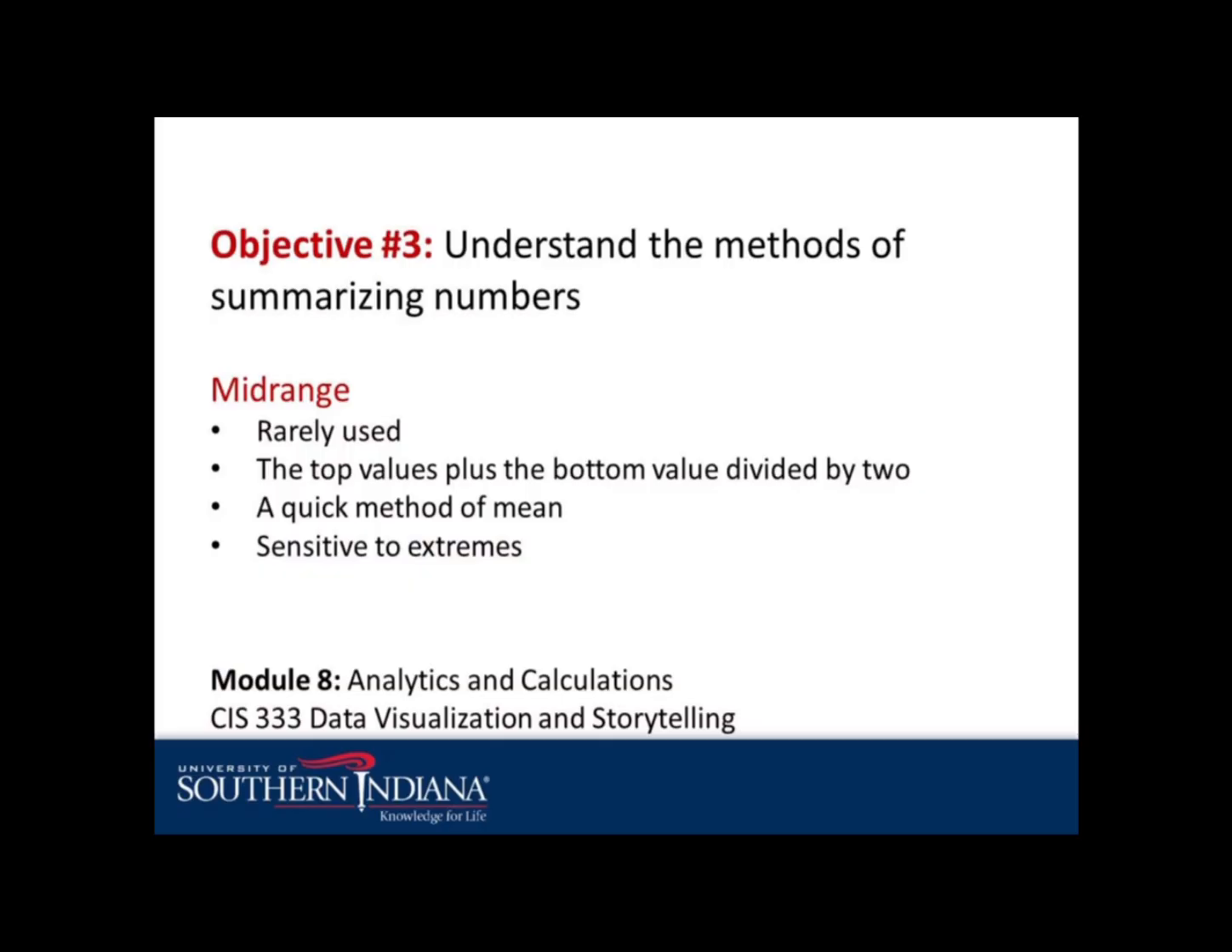And then finally, your fourth measure of central tendency is mid-range. Again, this is rarely used, but it's the top value plus the bottom value divided by 2. And essentially, it's just a very quick method of doing a mean or an average. But just like the mean or the average, it's very sensitive to extremes, obviously, because you're taking the top value and your bottom value.